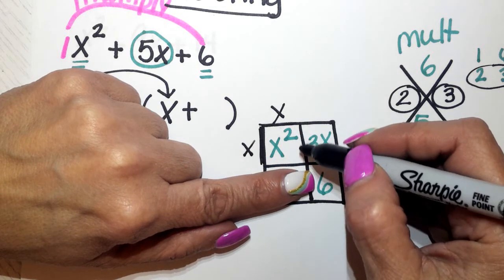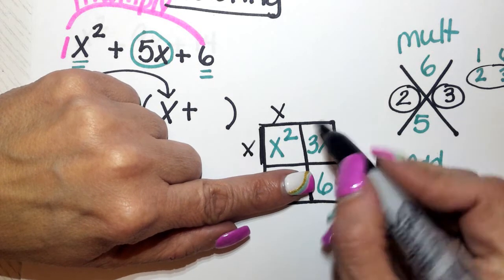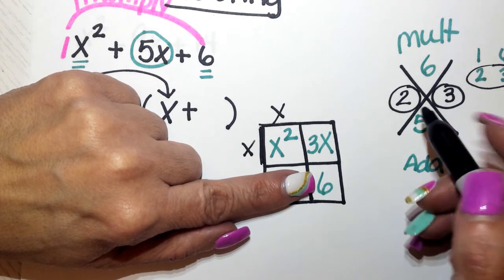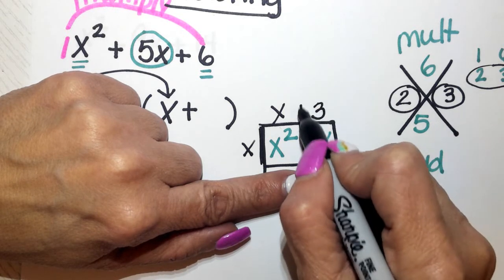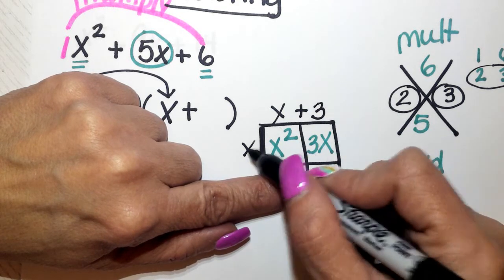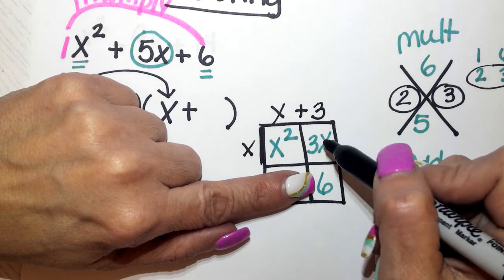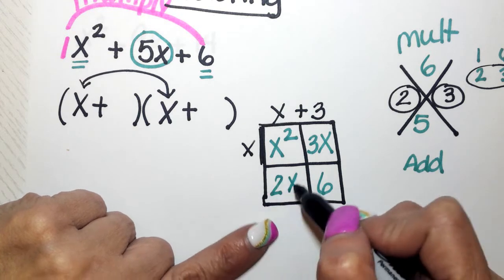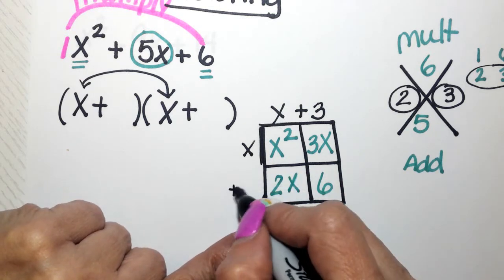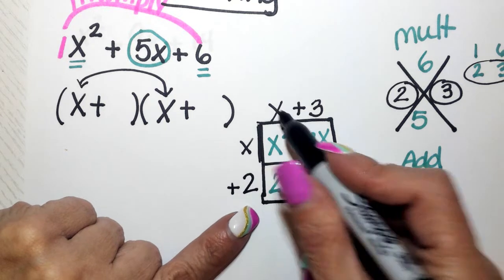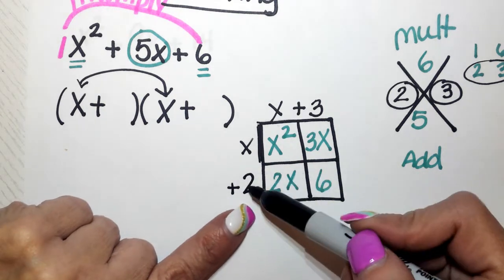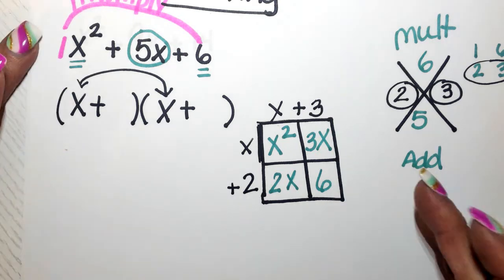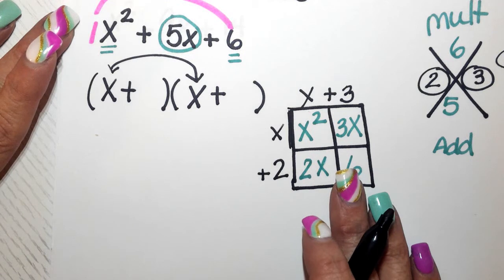Okay, well again, if this side right here is still x, what would this side right here have to be to get 3x on the inside? This side would have to be a positive 3. X times 3 would give me 3x. X times what right here would give me 2x? A positive 2. 2 times x would give me 2x. 2 times 3 would give me 6. Okay, now my square is actually complete.